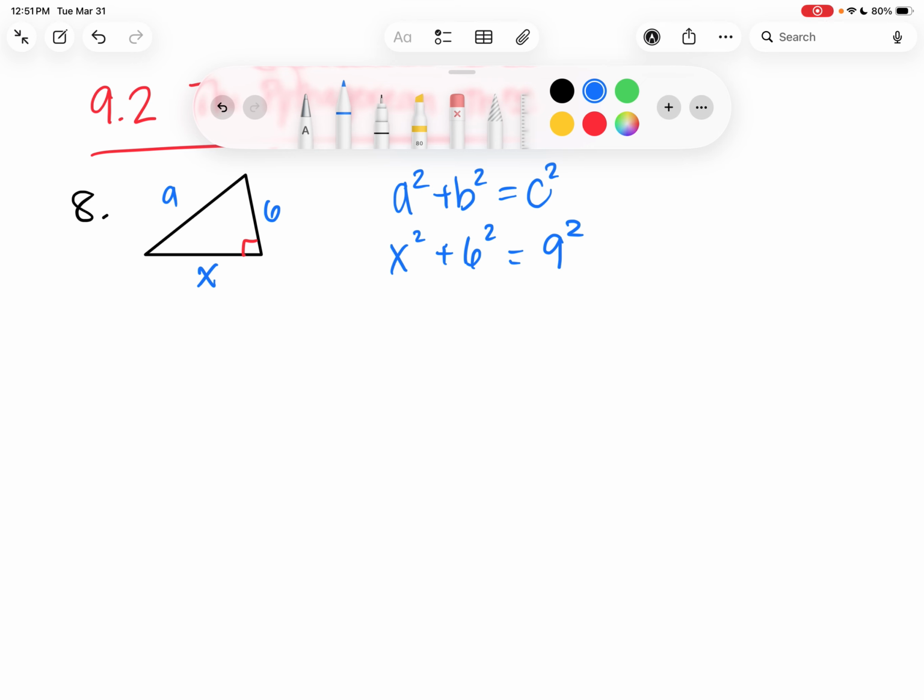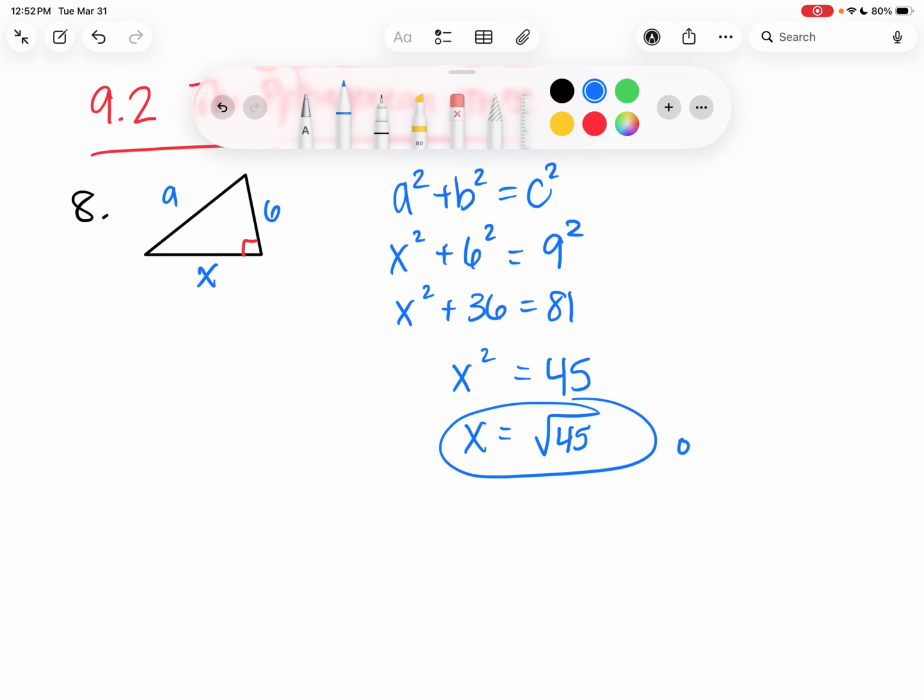So x squared is just going to stay. 6 squared is. And 9 squared. And so then we would subtract. So x squared is equal to 45. And then we take the square root. So x is equal to the square root of 45. Is that a perfect square? Nope. So we can leave it here, or we can actually take the square root of that number. 6.7.